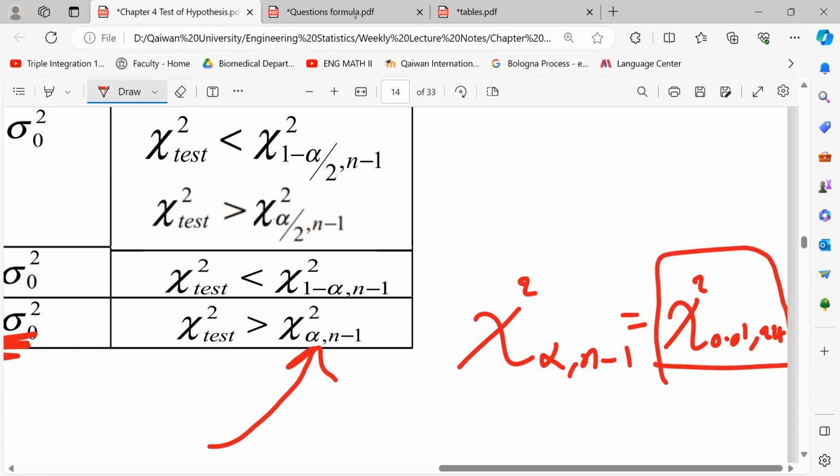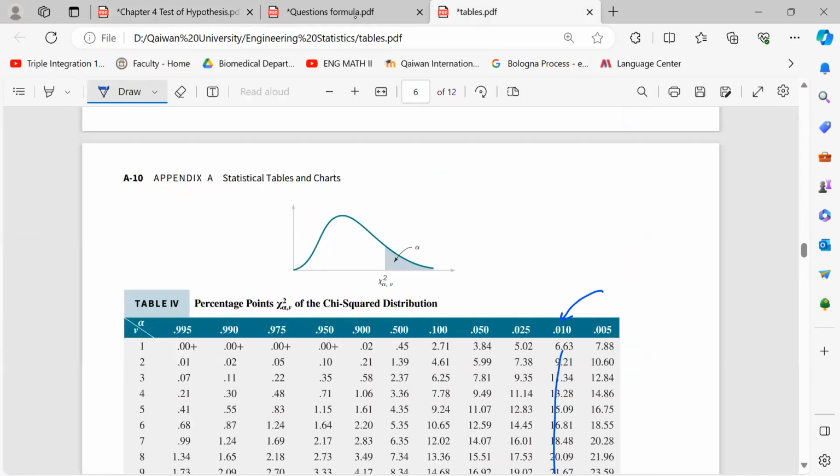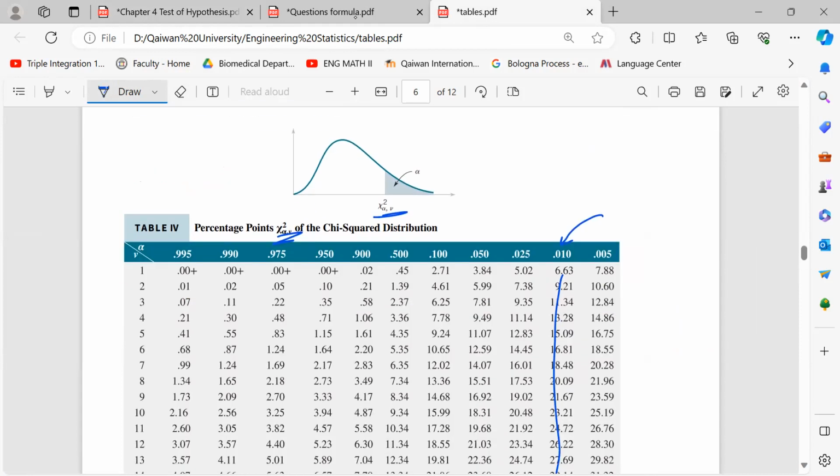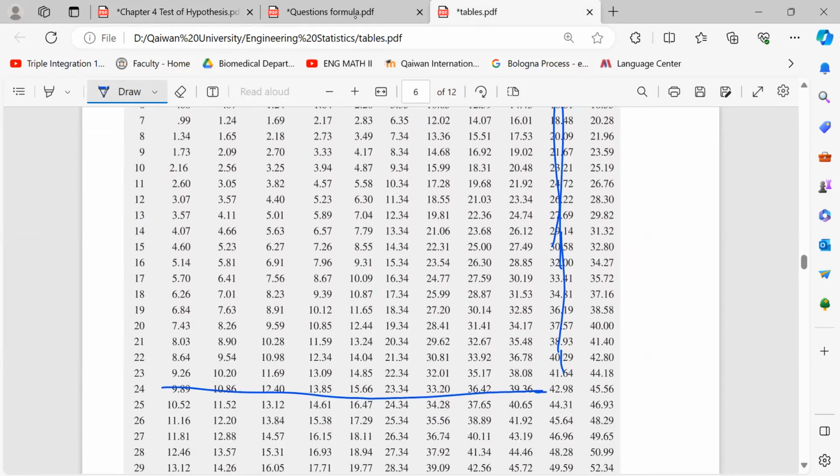Look for these two values in the chi-squared table. This is the table of chi-squared. Okay? We look for 0.01 horizontally and vertically 24. This is 0.01, up to down to 24. This is 24. It's 42.90.